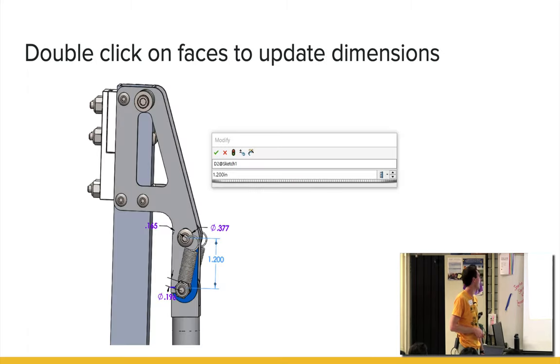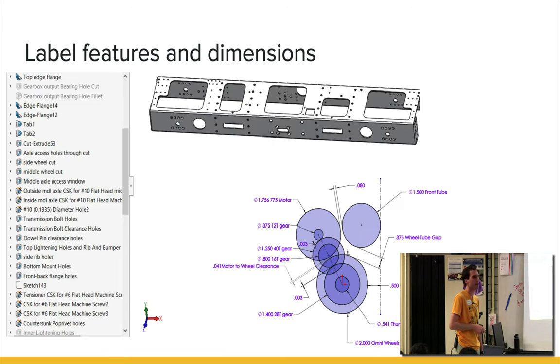Another thing is about the speed of updating things. We have this part here where let's say we wanted to update the length of the link. Well, we could open up the part, edit the sketch, and change the dimension, or if you're in the assembly, you just double-click on the face that's related to that feature, double-click on the dimension, and you can edit it right there. Another one, you probably saw this through places, is that you can label both features and dimensions to help yourself out later when you're trying to update things.